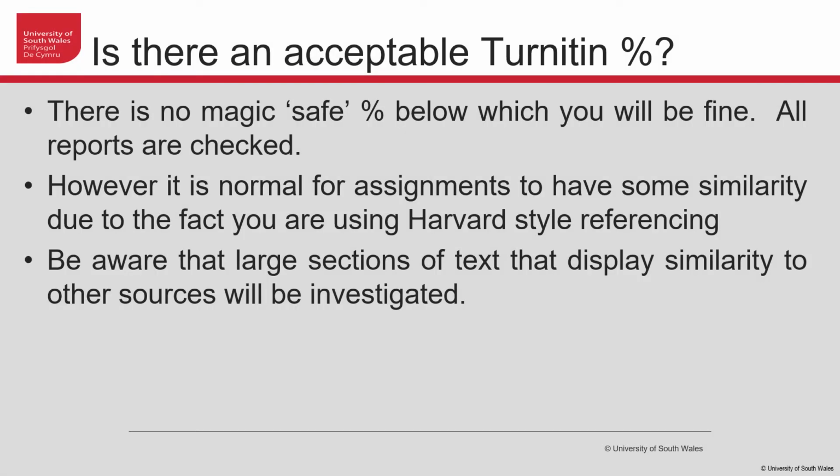Is there an acceptable Turnitin percentage? No, there is no magic safe percentage below which you'll be fine. All reports are checked. It is normal for assignments to have some similarity due to the fact you're using Harvard style referencing, but be aware that large sections of text that display similarity to other sources will be investigated. That's really what, as lecturers, we look for. Are there large sections that are similar to other pieces of work? That is a bit of a red flag and cause for concern.